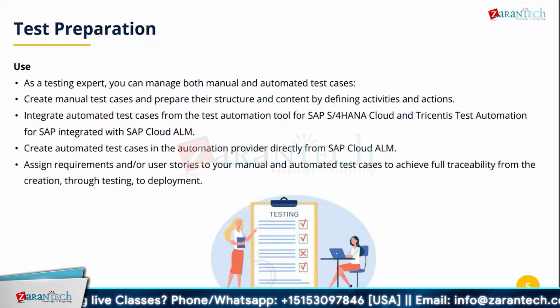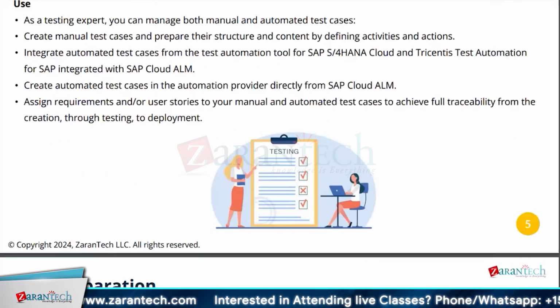For the automation, obviously the automated test cases would come directly. You cannot directly assign it in Cloud ALM and run through it. The testing you can run through Cloud ALM, but the logs and the details are at the third party provider end, right? So as I was mentioning, you can assign requirement user stories to your test cases to achieve full traceability from the creation through testing to deployment, right? So this is there. Okay.